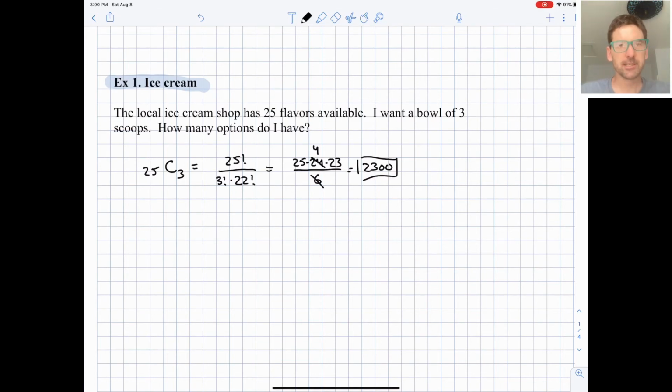So let's test it on our calculator as well, and I'm going to do 25 choose 3. 25 choose 3. And I also get 2,300. So that checks out. The math checks out.